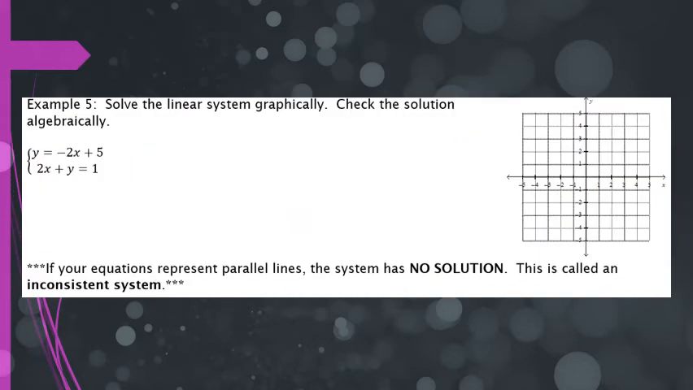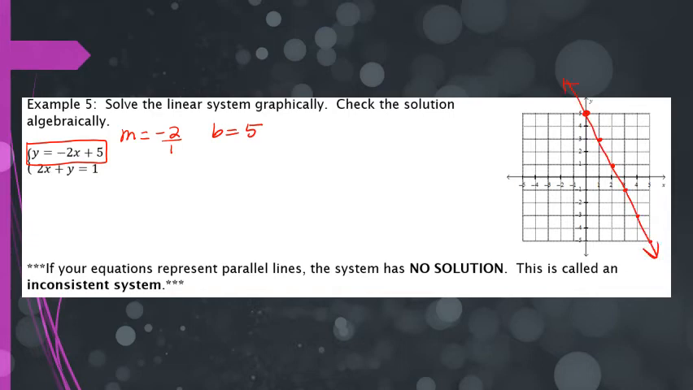In order to do that, we're going to take our top equation, which is already in slope-intercept form. I'm going to identify that the slope is negative 2 and the y-intercept is 5. I'm going to write my slope as negative 2 over 1 so we can see the rise and the run. So I'm going to go over to the y-axis and mark down my y-intercept at 5. And then for my slope, I'm going to go down 2 and right 1 until I run out of graph. So this right here would be my first line.